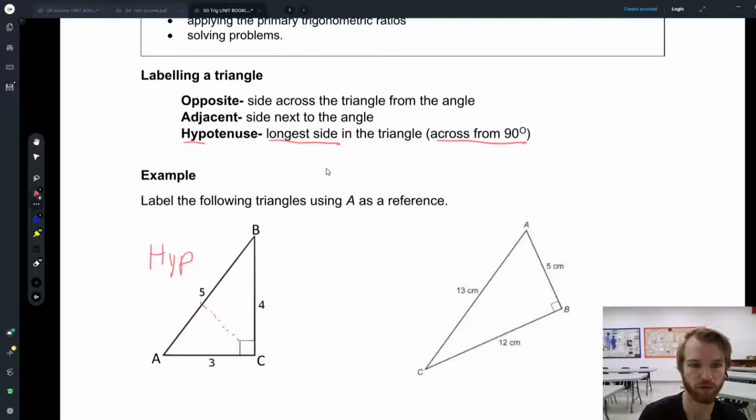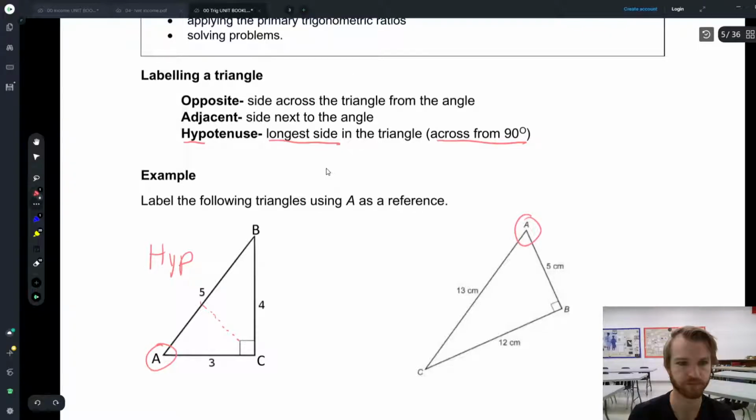Whenever we're given a problem like this, we're going to be asked to look from a certain angle as a reference. These examples say label the following triangles using A as a reference. We're talking about angle A right here, this angle. So looking from angle A, we want to know what side is opposite from angle A and what side is adjacent to angle A.